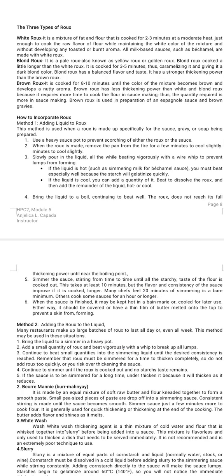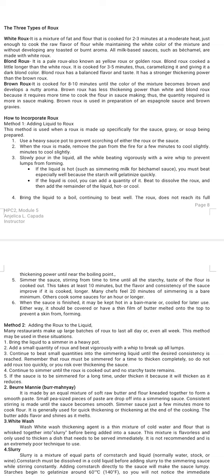The three types of roux. White roux. It is a mixture of fat and flour that is cooked for 2 to 3 minutes at a moderate heat, just enough to cook the raw flavor of flour while maintaining the white color of the mixture and without developing any toasted or burnt aroma.